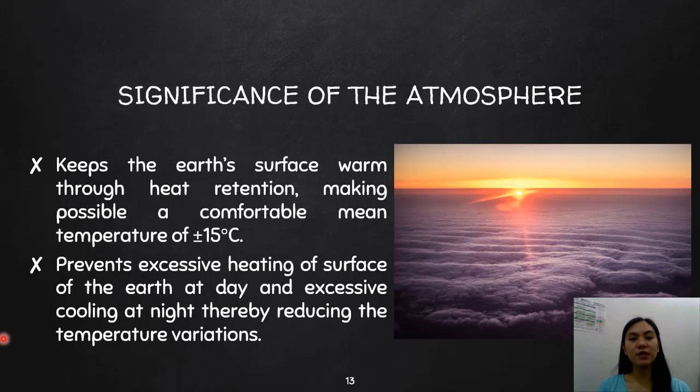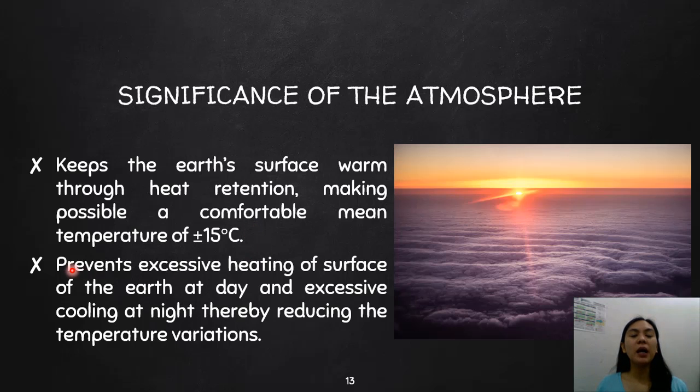It prevents excessive heating of the surface of the Earth at day and excessive cooling at night, thereby reducing the temperature variations. So because of our atmosphere, the average temperature that we have on Earth is around plus minus 15 degrees Celsius. Average na po to sa lahat ng locations throughout the Earth.